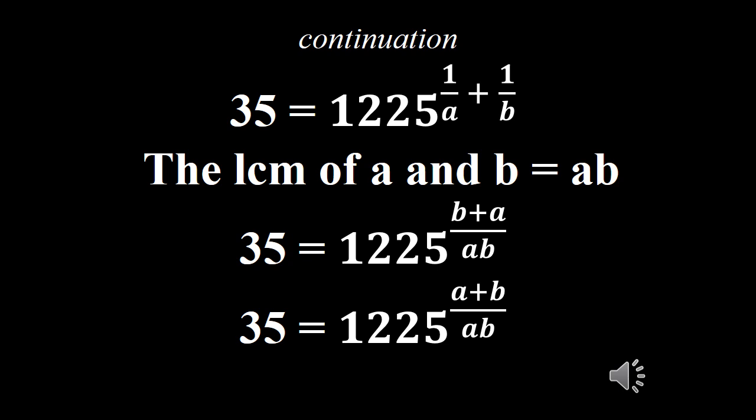Then if we find the sum of 1/a and 1/b as the power of 1225, the common denominator is ab. So we have 35 equals 1225. In ab, a cancels a, we have b left. So b times 1 will give us b, plus b in ab, b cancels b, then we have a left. a times 1 is a. So we have 35 equals 1225 raised to power b plus a over ab, or 35 equals 1225 raised to power a plus b over ab.